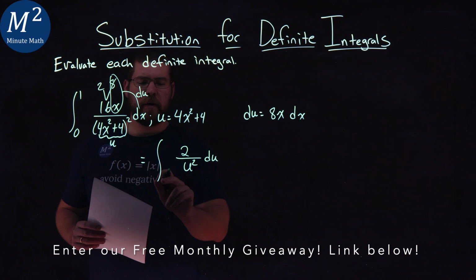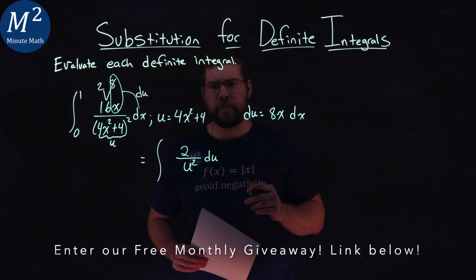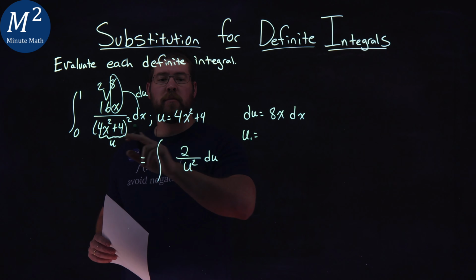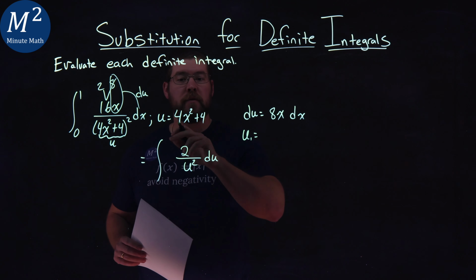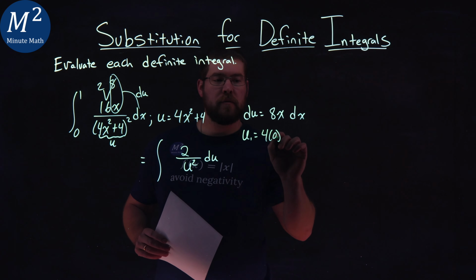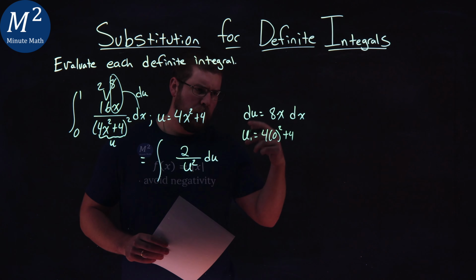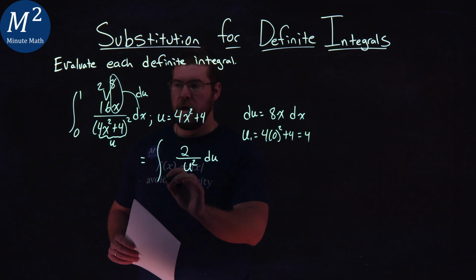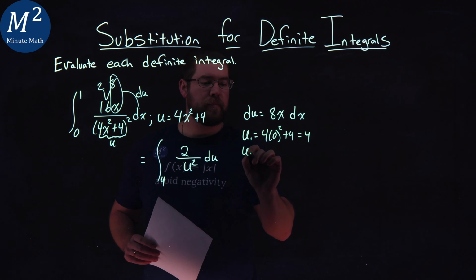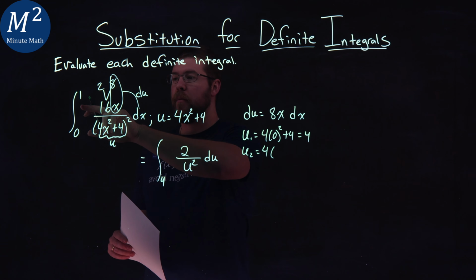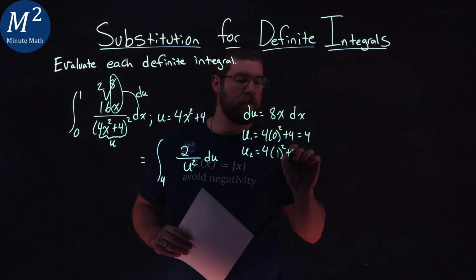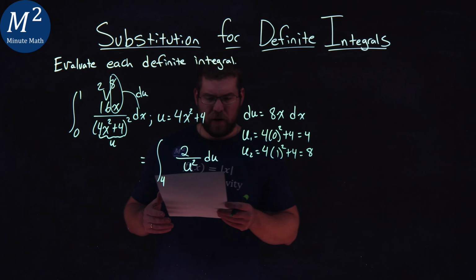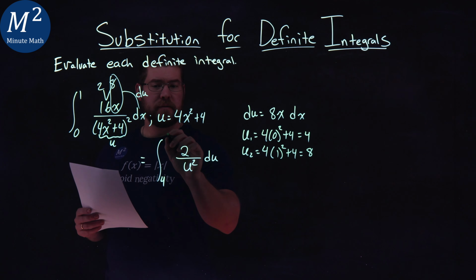But I need to find my bounds from 0 to 1. So I go back to my u value here. I'm going to plug in 0 for x to find its equivalent in terms of u. 4 times 0 squared plus 4. Well, 0 squared is 0, times 4 is 0, plus 4 is 4. Not bad. So our lower bound here is 4. Same thing, 4 times upper bound 1 squared plus 4. And this comes out to be, well, an 8. So we have an upper bound here of 8.